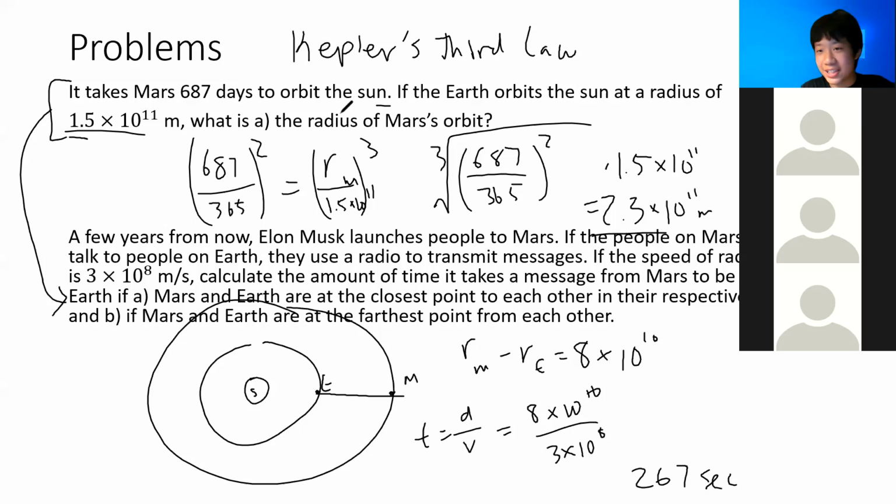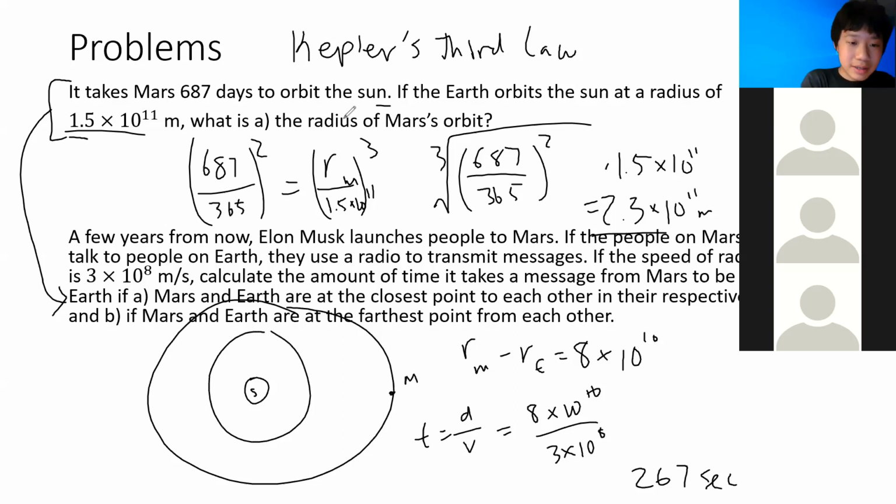All right, so that's actually quite a long time. When we call on Earth, if I were to call to China, for example, it would be almost instantaneous. But if we were to talk to Mars, it actually takes quite a long time. And it gets even longer when they're farthest away from each other, right? Because if they're farthest away from each other, which is part B, Earth would be here and Mars would be there. So this is the radius of Earth's orbit plus the radius of Mars's orbit. So we add these together to get 2.3 plus 1.5.